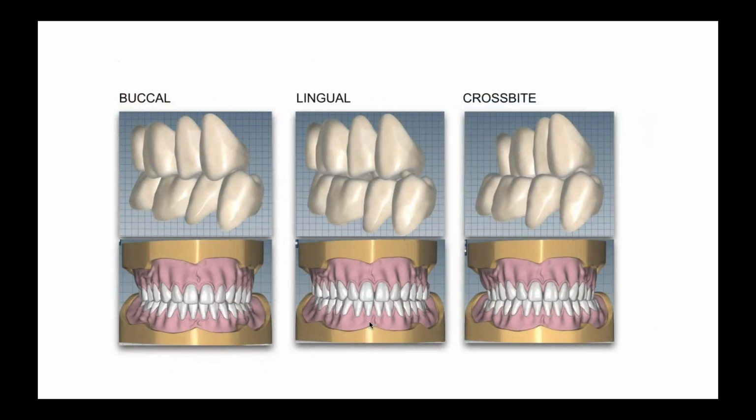Here, I want to also focus a little bit on buccolingual or crossbites. So we have basically a regular occlusion. We can make lingualized occlusion, or even crossbites are possible without any problem.